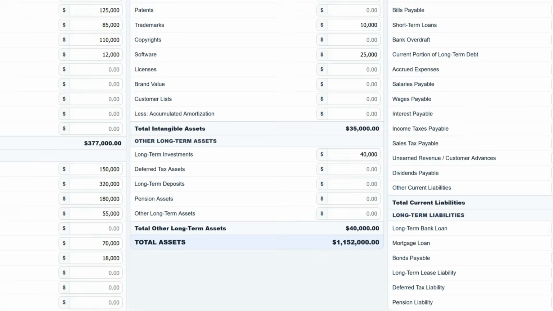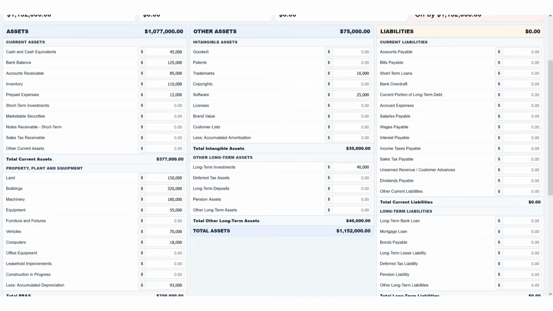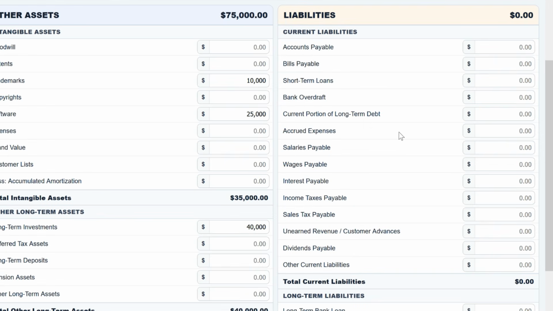At this point, the software combines current assets, property, plant and equipment, intangible assets, and other long-term assets. The final total assets become $1,152,000. Now let us move to the right side of the balance sheet, beginning with current liabilities. Liabilities represent obligations that the business must pay in the future. Think of liabilities as claims other people have against the company's assets.